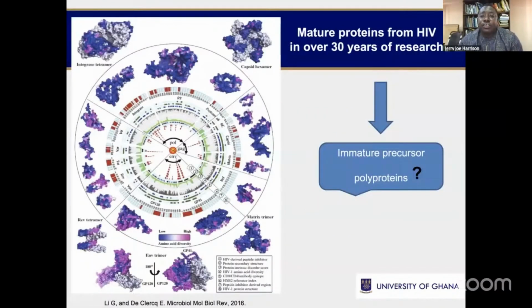Over the years, with all the work that has been done, we have solved all the structures of the mature proteins, and these have been very instrumental in developing new drugs. But what do the immature precursors look like? This is a question that we've been very interested in for a very long time. We have absolutely no idea. And so we were interested in finding out what these immature precursors look like.